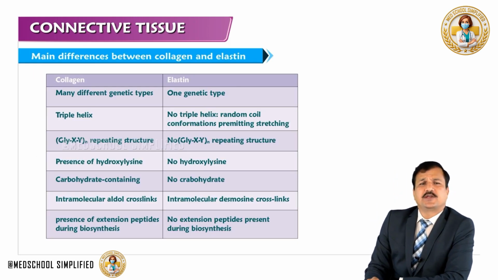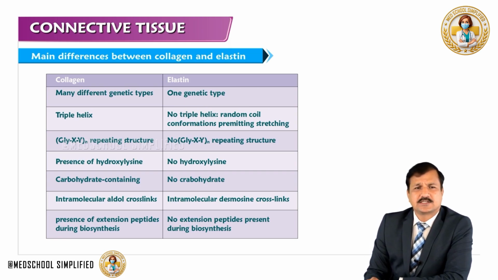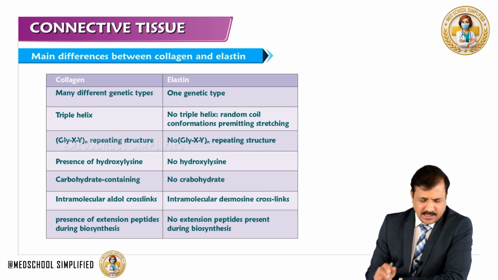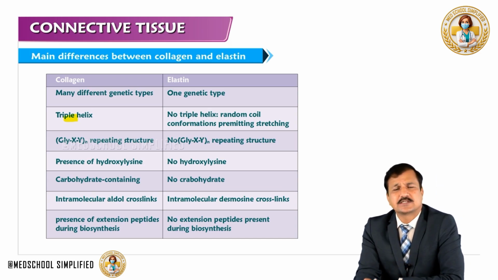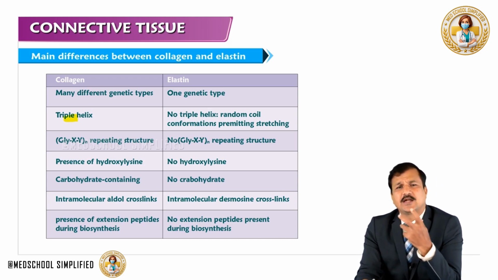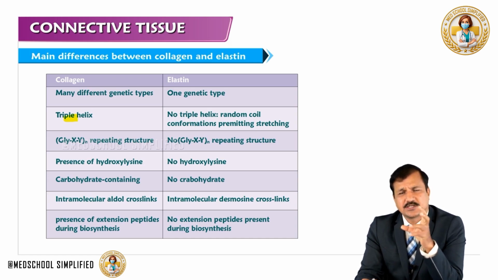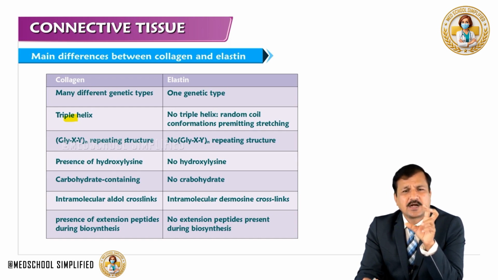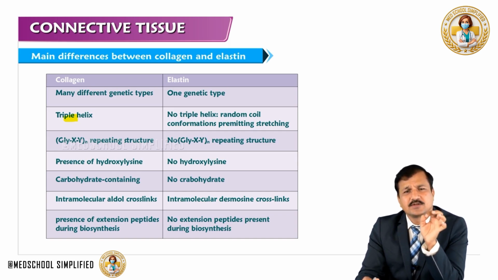Now, the main differences between collagen and elastin molecule. Collagen has many different genetic types, whereas elastin is only one genetic type. Collagen has a triple helix, and such a triple helix is not found in elastin. Random coil conformation permitting the stretching process is found in elastin, and the glycine-X-Y repetition is there in collagen, whereas such glycine-X-Y repetition is not seen in elastin molecule. Hydroxylysine is present in collagen, whereas hydroxylysine is not there in elastin. Collagen is a carbohydrate-containing molecule, whereas elastin does not have carbohydrate.